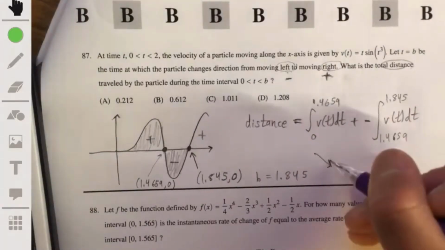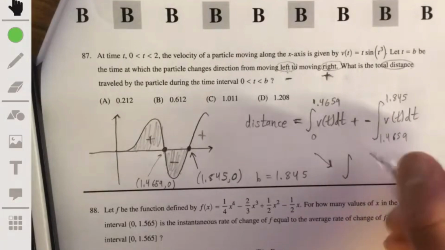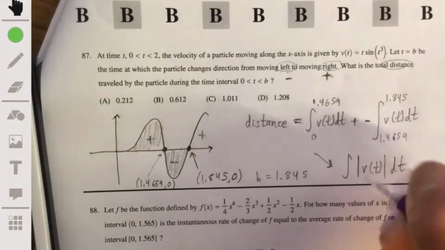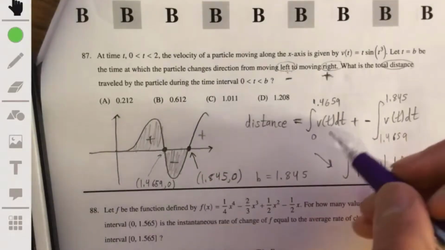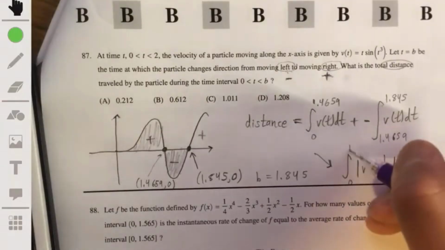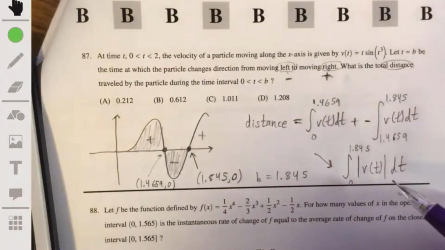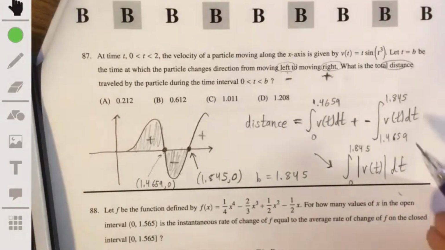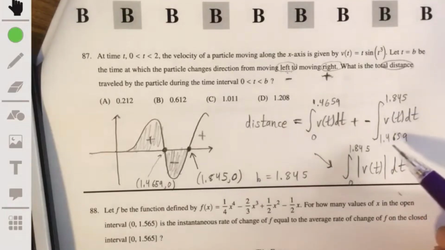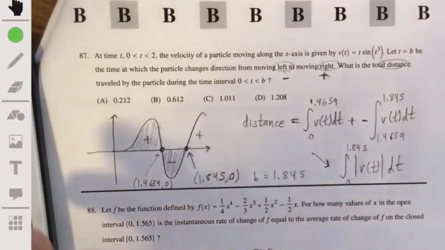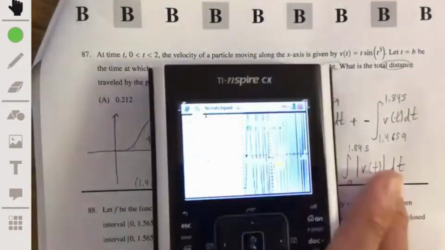Or you could basically integrate the absolute value of velocity, and in this case you can go all the way from 0 to 1.845. This will be easier in your calculator, but if your functions don't work well or your calculator's hard to program, you just add them. But anyways, let's go ahead and compute this.